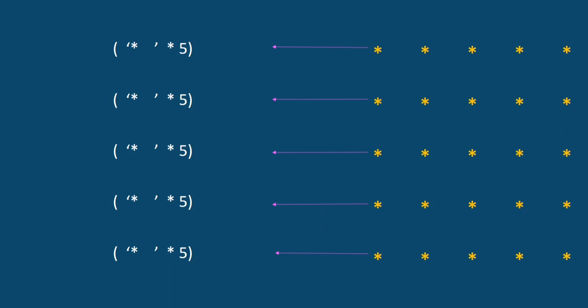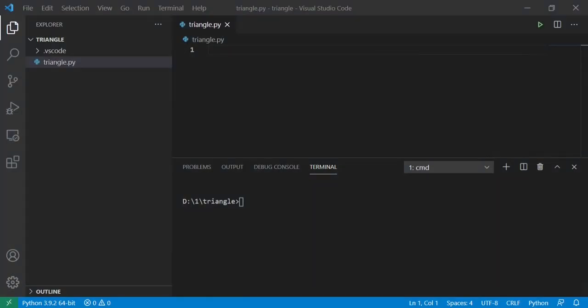Let's move to Visual Studio Code and execute this pattern. This is our triangle.py file. Declare and initialize a variable with 0. We are going to use while loop here.